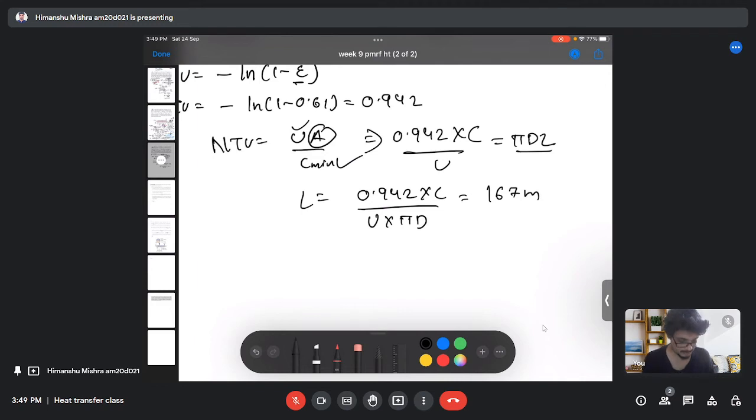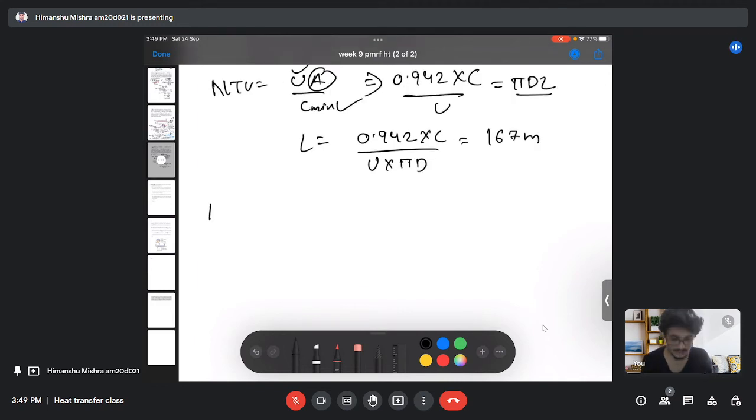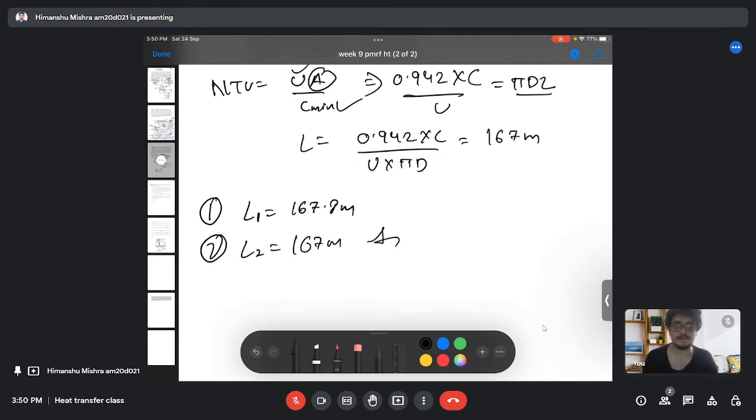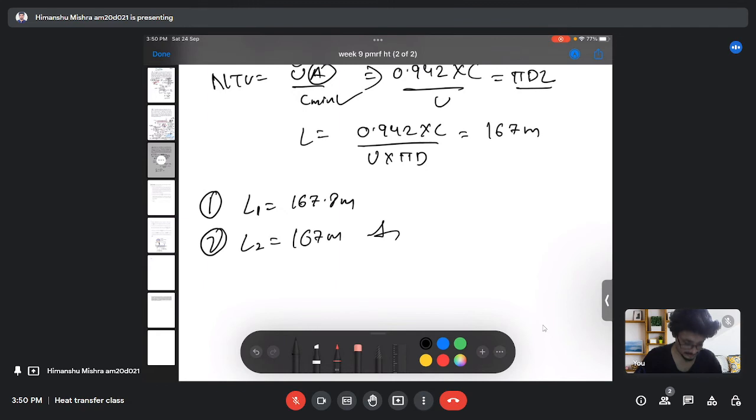167 meters. So for the first part, we used the log mean temperature difference, and I got my length as 167.8 meters. Now by using the NTU method, we got a length of 167 meters. So which is correct. So let's move to the next question.